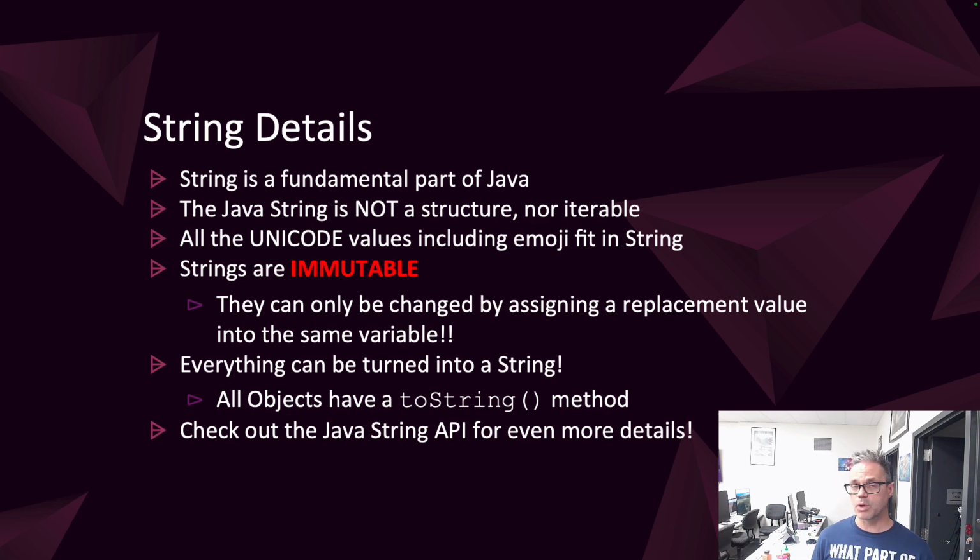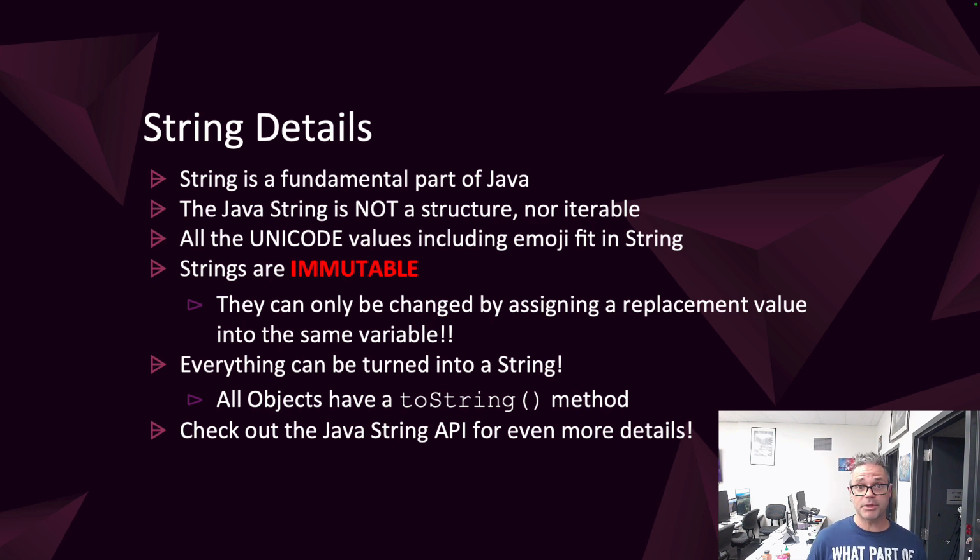And one of the key things we really have to make sure we understand is that strings are immutable. They do not change. You can only change a string by reassigning into the same variable a new set of contents. So once you make a string, it is immutable. So keep that in mind. It's something you want to definitely keep in your brain as we work with strings in Java.